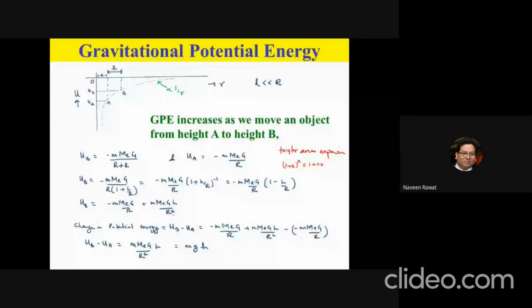Now you have the two expressions U of B and U of A. So you can calculate the change in potential energy possessed by the mass m when we move it to a certain height B, by subtracting A from B. If you do that, you will see that this term here and this term here get cancelled, because they are the same. So we are left with the expression G M_e m by R square times h, but note that G M_e by R square is the value of this small g. That is what we had gotten before.